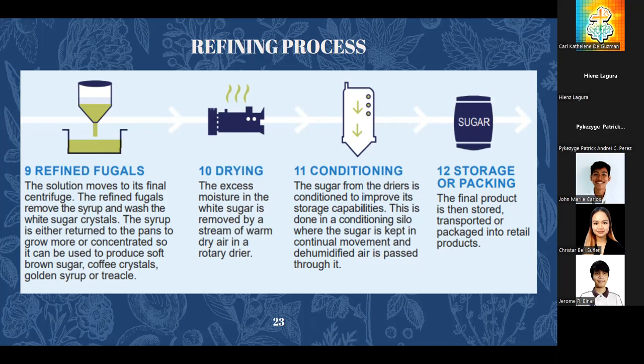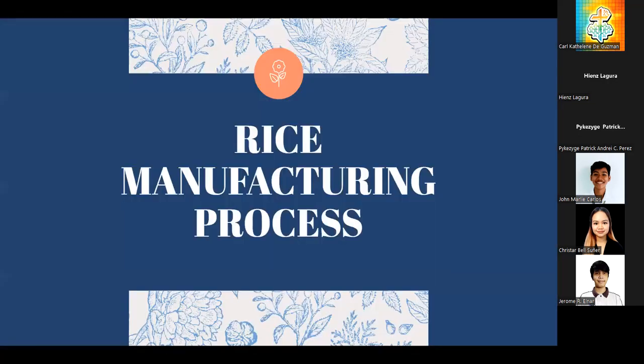The 11th process is conditioning. The sugar from the dryers is conditioned to improve its storage capabilities. This is also done in a conditioning silo where the sugar is kept in continual movement and humidified air is passed through it. The last process in sugar manufacturing is storage or packing. The final product is then stored, transported, or packaged into retail product. That's all for the sugar refinery.